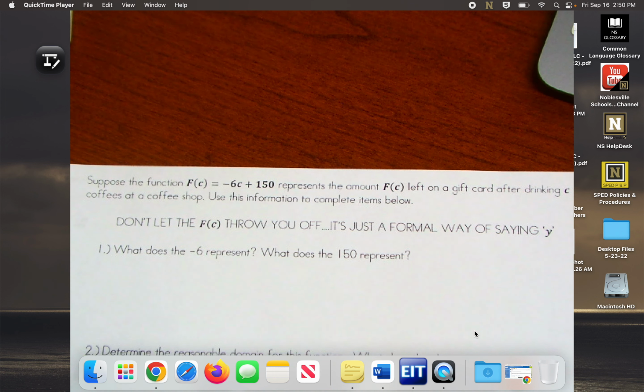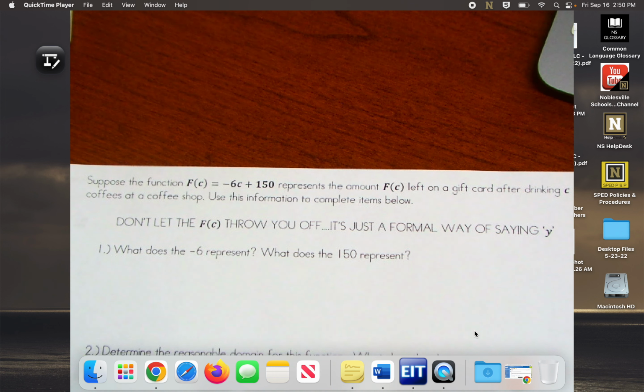Can I see number 5? Okay. Let's go ahead and look at the back of this. Suppose this function, so it's very similar. We're sticking to the same process here. We have f of c, remember that's just y, equals negative 6x plus 150. It represents the amount left on a gift card after drinking c coffees at a coffee shop.